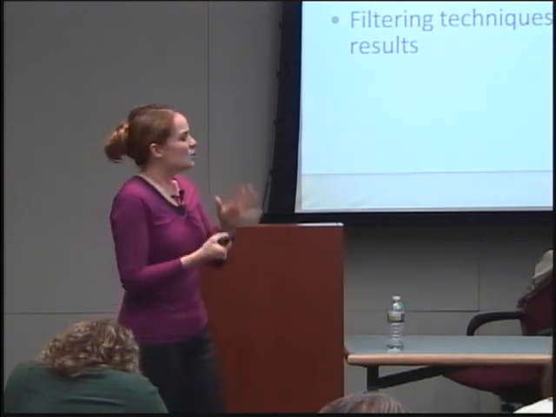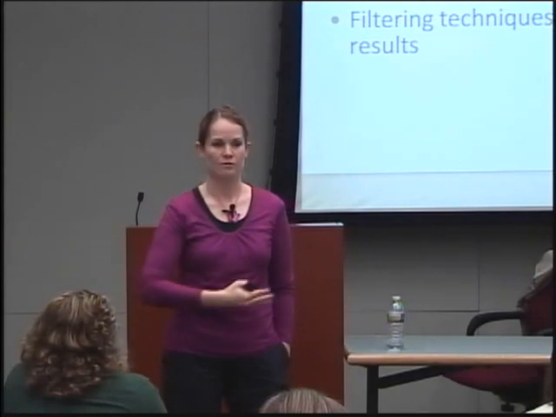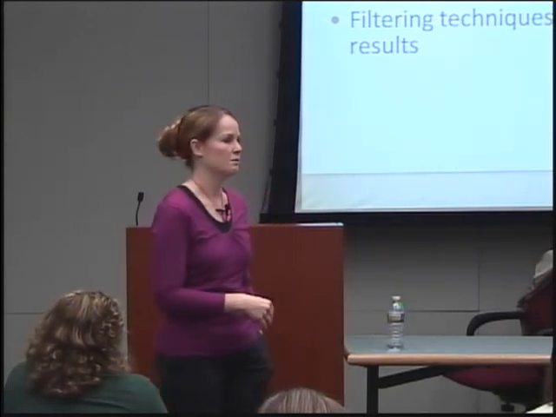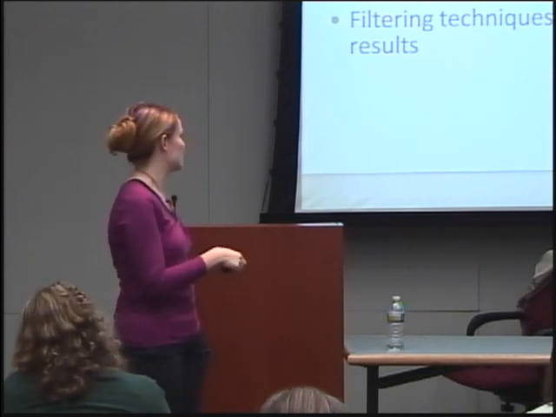Okay, I do want to talk about the matches that you receive through a search on Ancestry. Global search gives you the best possible matches for your search criteria from the 7 billion records on Ancestry, and often that's thousands of results. Now, these matches are ranked from 1 to 5 stars, with 5 being the closest match. The more stars, the more likely it is to be a match. And it's ranked with the most likely matches down to the least likely matches.